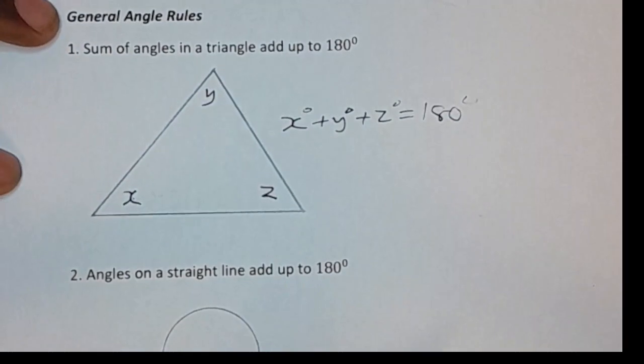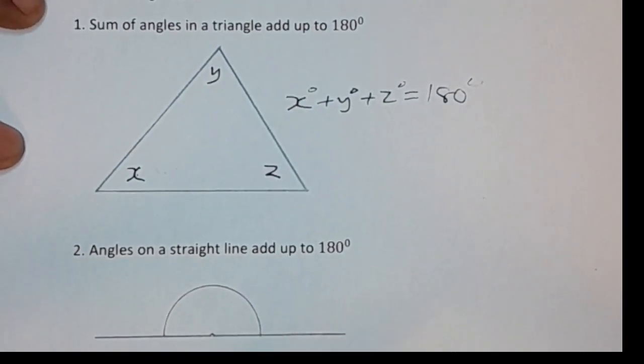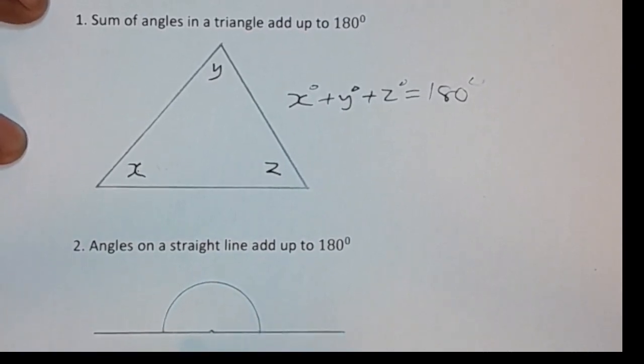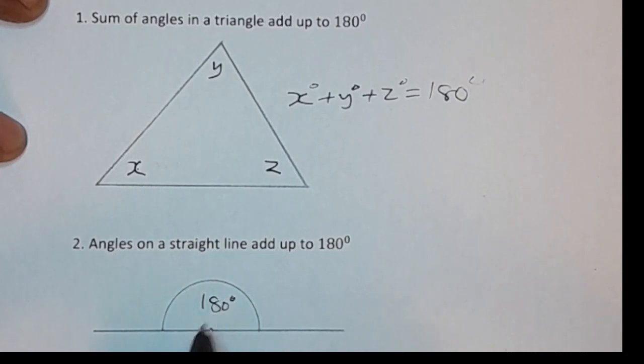The next property on the general angle rules is that angles on a straight line add up to 180. So this is a straight line, and the sum of angles on the straight line is 180 degrees.